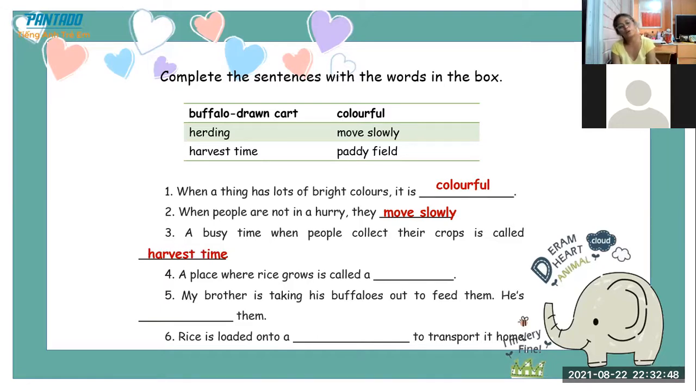A place where rice grows is called a blank. Paddy field. Okay. My brother is taking his buffaloes out to feed them. He is a blank. Herding. Okay. Rice is loaded onto a blank to transport it home. Buffalo drawn cart. Okay, very good. Okay, next one.